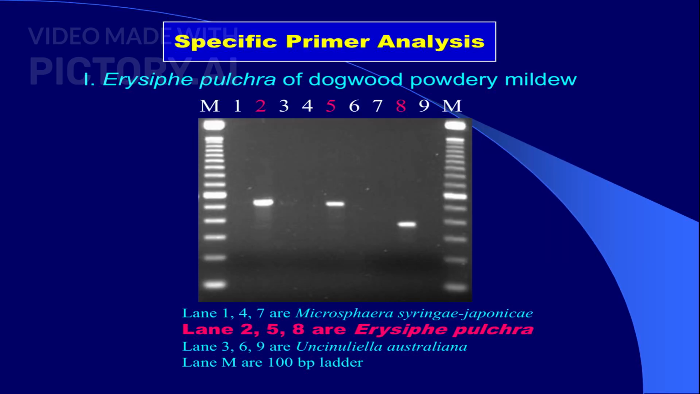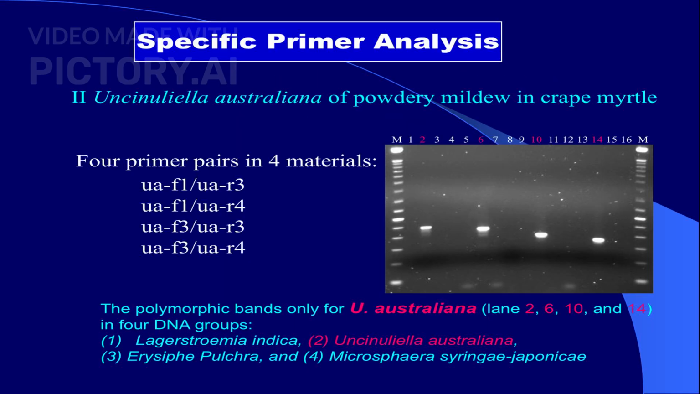Specific primer analysis for Erysiphe pulchra in dogwood powdery mildew reveals distinct polymorphic bands, confirming the presence of this pathogen in the samples tested. The analysis of specific primers for Uncinuliella australiana in crepe myrtle powdery mildew shows polymorphic bands, confirming its presence across various DNA groups and materials.